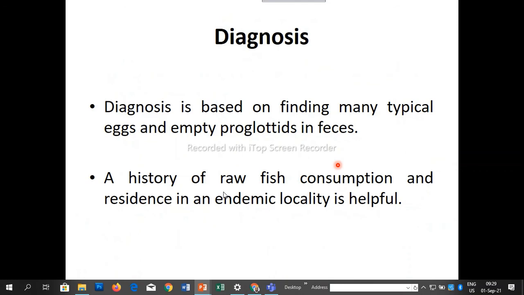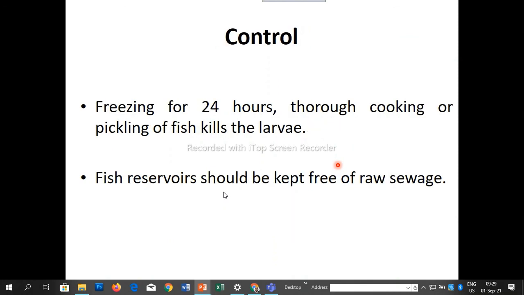Diagnosis is based on finding many typical eggs and empty proglottids in feces, a history of raw fish consumption, and residence in an endemic locality is helpful, especially for persons living in the coastal area. They are very exposed to this.